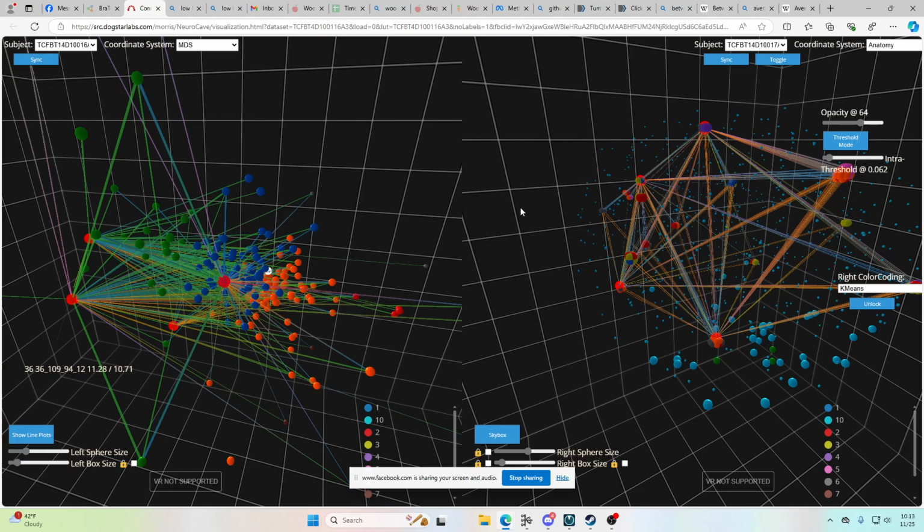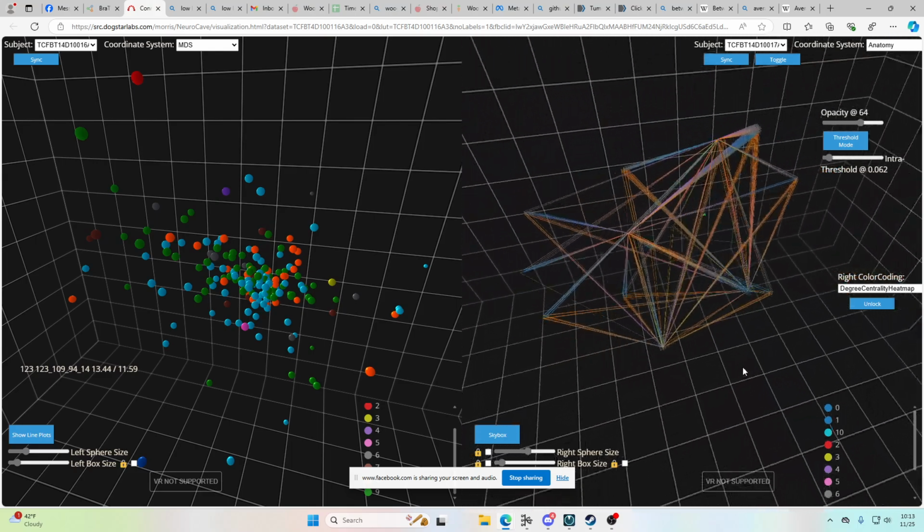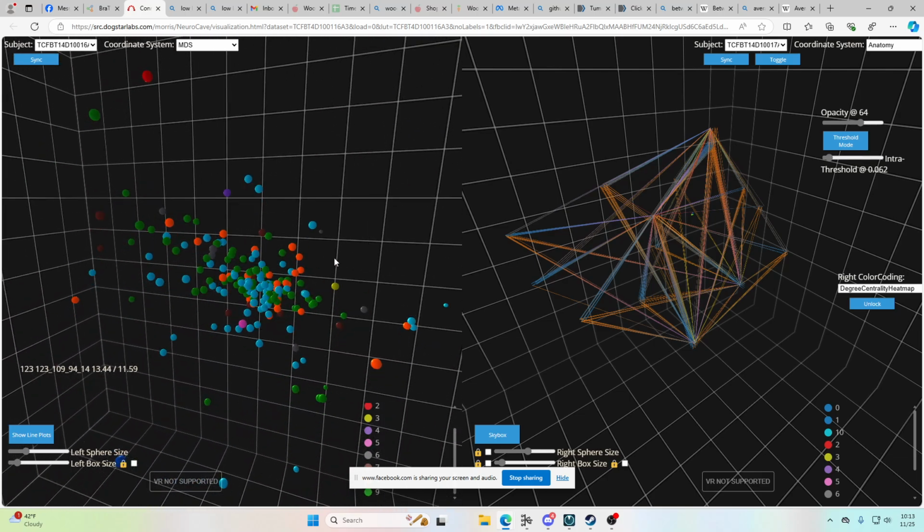So that's what I've been working on there. You can also colorize it with different color codes. You can use maybe degree centrality as the color code. So now it color codes the cells' degree centrality. Some of them disappeared here.